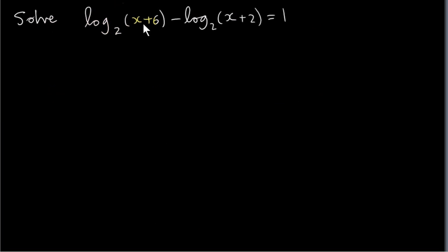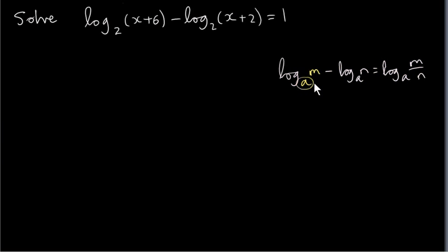Solve log to the base 2 of x plus 6 minus log to the base 2 of x plus 2 equals 1. Now in this equation we have two log terms, and the two terms have the same base. So what we try to do is combine them into a single log term. So we use the following result, which I proved in the last video. Log to the base a of m minus log to the base a of n equals log to the base a of m divided by n.